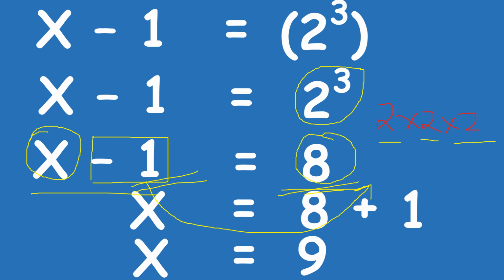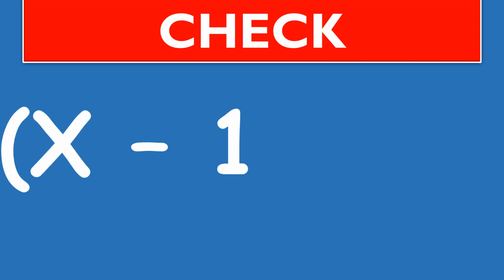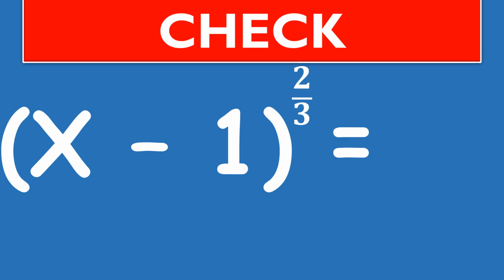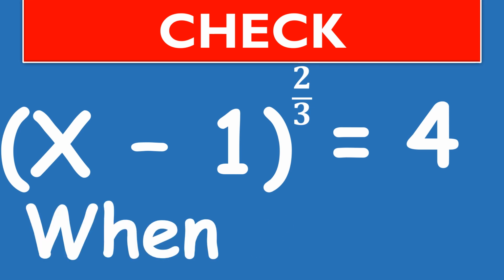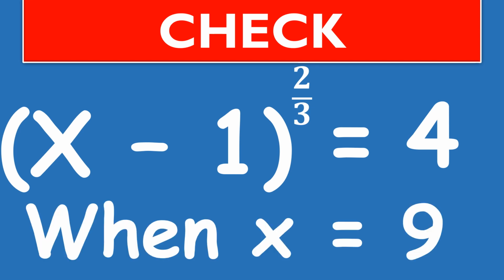But if we look on the next slide, we'll see how this is so. So let's do a quick check. Our equation (x - 1) all raised to the power 2/3 equals 4, and we have said that x equals 9. So let's substitute and see how this plays out.